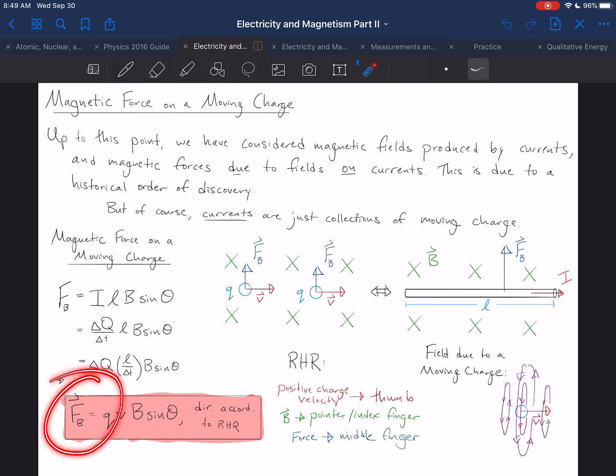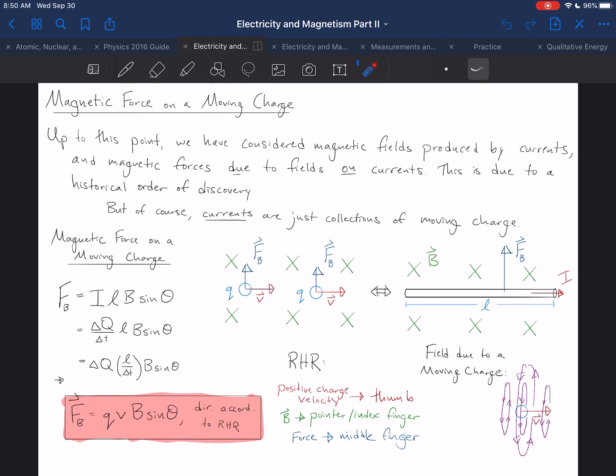And so the strength of the magnetic force is then equal to the amount of charge moving at that particular velocity times B sine theta. Delta Q becomes little q, just the magnitude of the charge moving in the magnetic field. L over delta T becomes the speed of that charge, the velocity of that charge at any particular point, and B sine theta is, as before, the amount of the magnetic field that is perpendicular to the motion, to v.